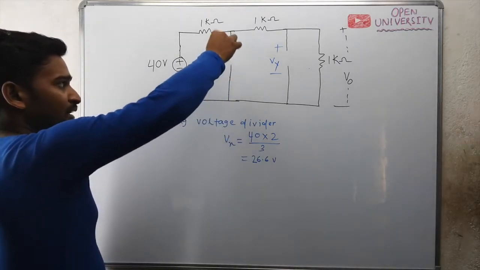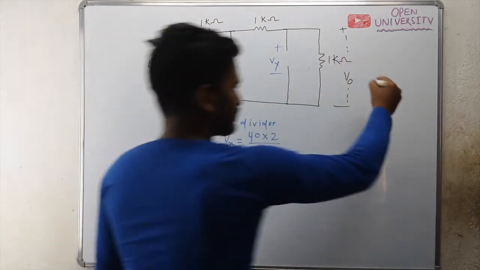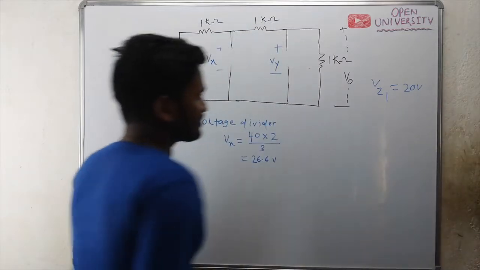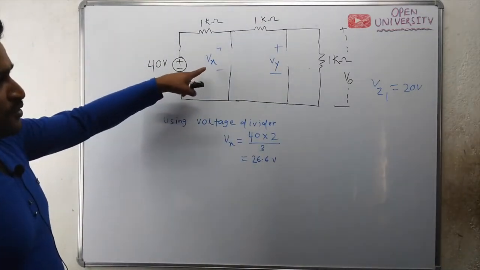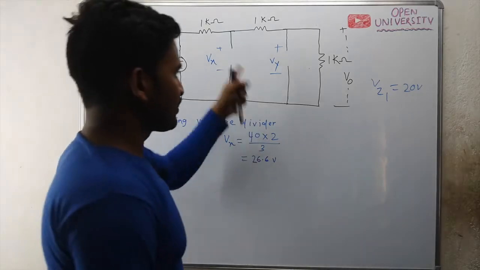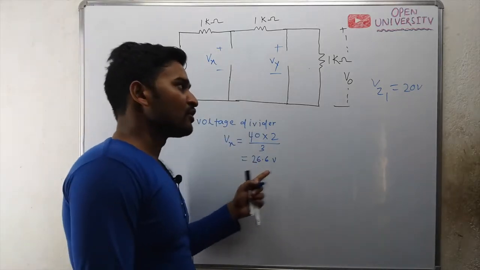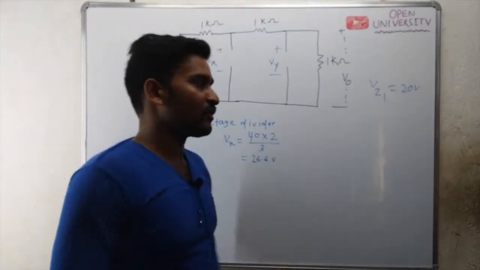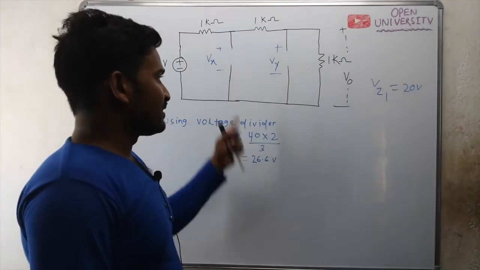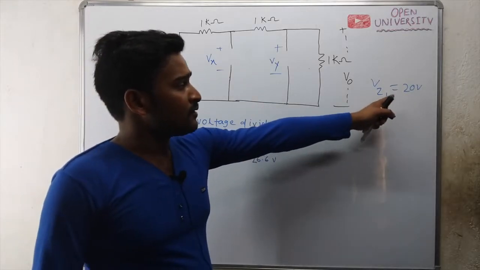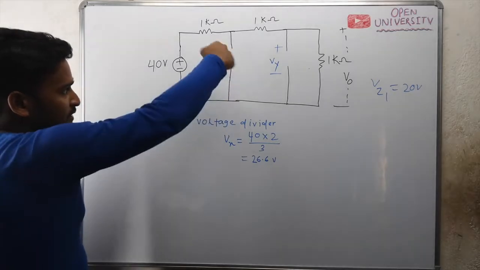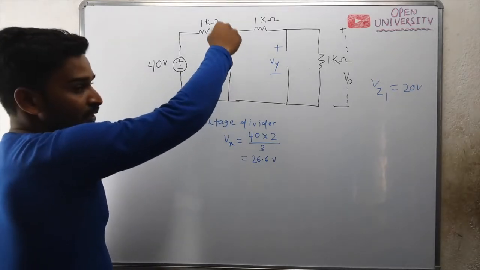What was the breakdown voltage of Z1? Vz1 was 20 volt. Now how much voltage is now dropping across this Z1? It is 26.6 volt, which is greater than this 20 volt. Okay, that means voltage across Zener diode is exceeding the Zener voltage, exceeding the breakdown voltage. So this Z1 will be in breakdown.